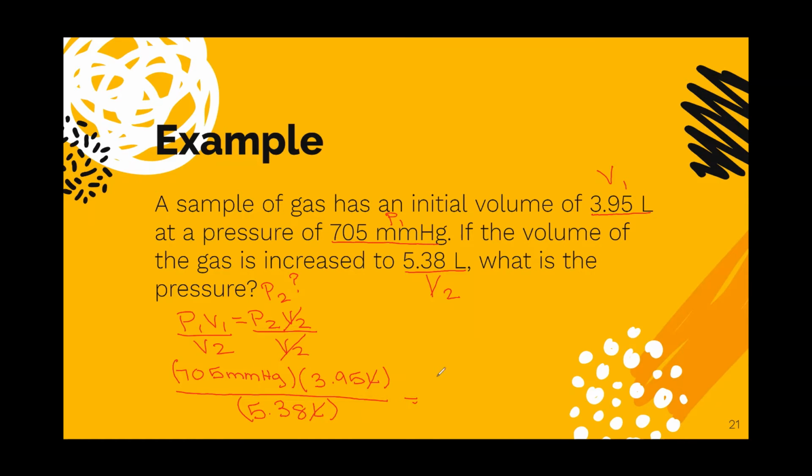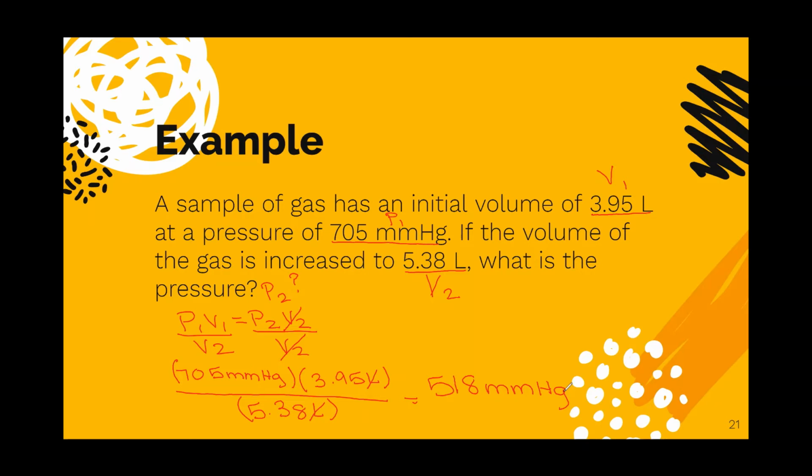and I get 518 millimeters of mercury, so 518 millimeters of mercury. And because all my original numbers had three significant figures, I expressed my answer with three significant figures as well.